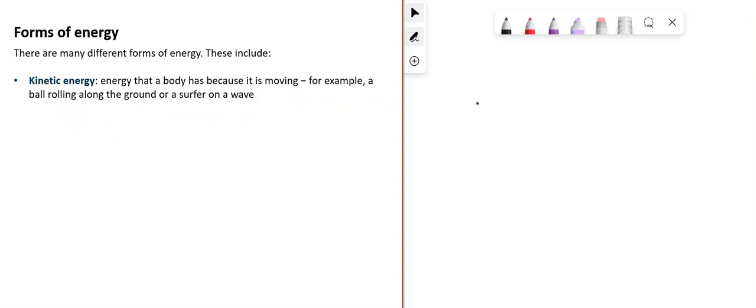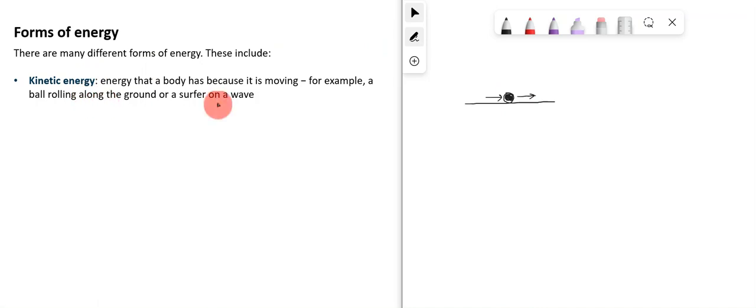A way to think about that is, imagine this is the ground, and you roll a ball. The ball will move. Once it's moving, it has this thing called kinetic energy. So when an object is moving, it has kinetic energy. For example, when a car is moving, it has kinetic energy. Anything that moves that has mass has this type of energy called kinetic energy.